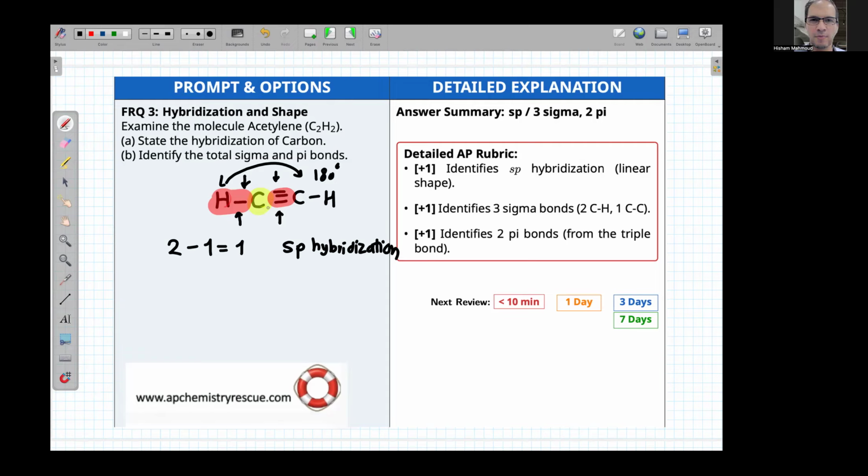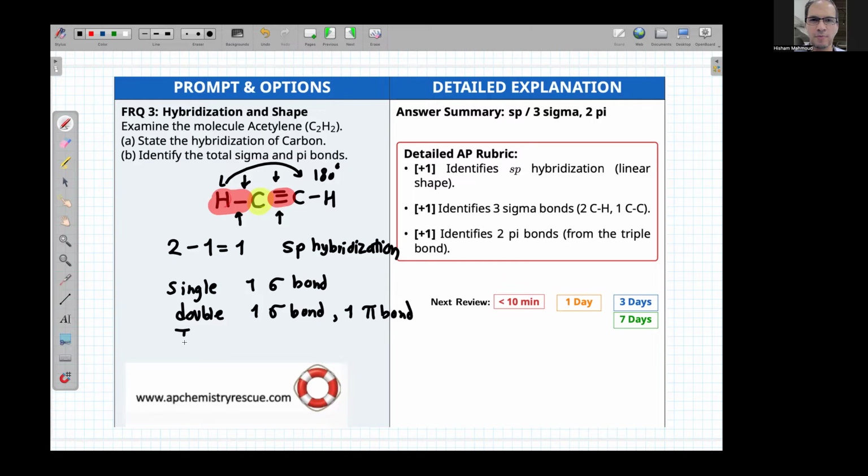Now part B, count the sigma and pi bonds. You need to know the rule. Every single bond is just one sigma bond. Every double bond is made from one sigma bond, the first bond is usually sigma, and one pi bond.